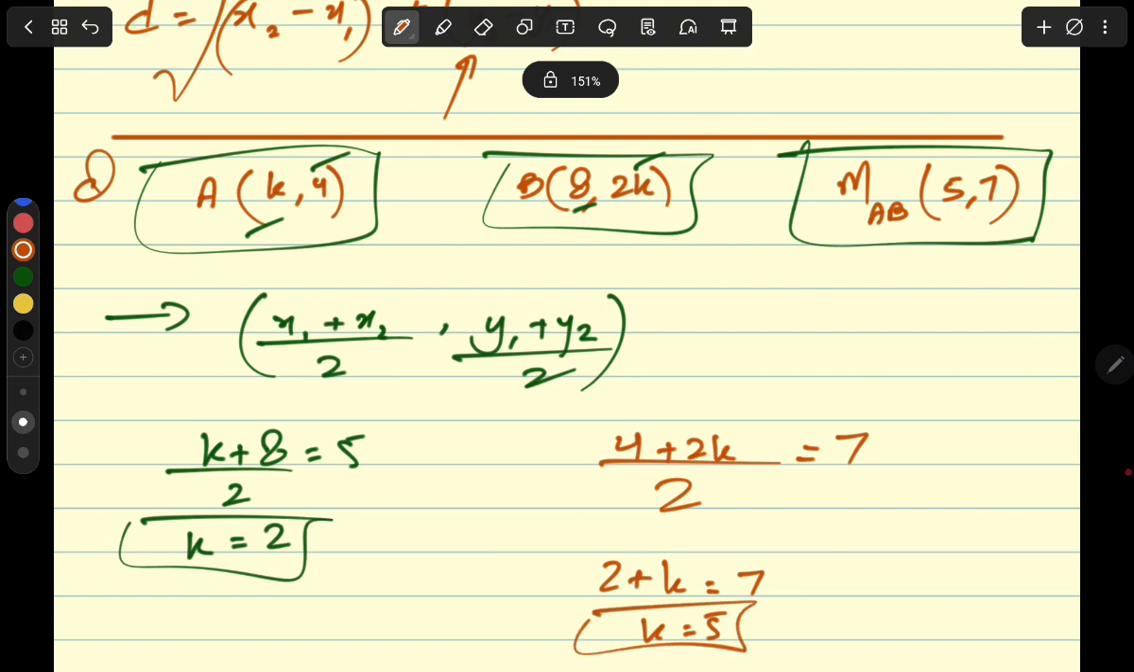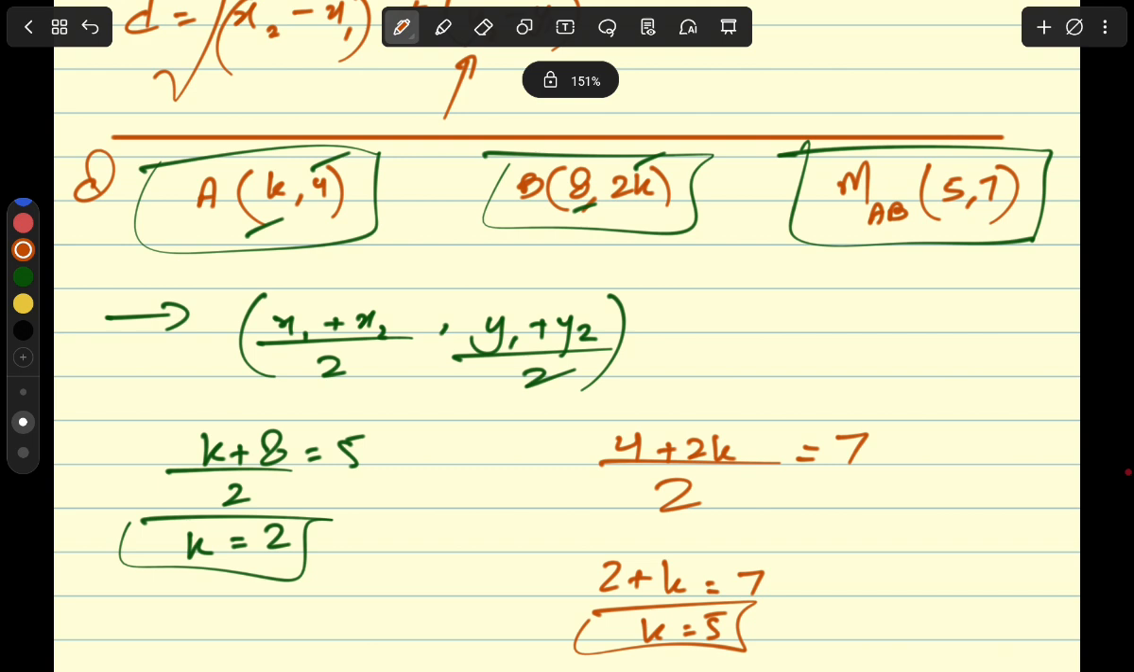Now since the answers for k are inconsistent, what does this tell us? It tells us there is no value of k that satisfies both coordinates simultaneously. And Cambridge occasionally constructs questions like this to test whether you're checking both coordinates instead of stopping after the first equation only, right? So my tip here is: don't celebrate after solving the x coordinate.